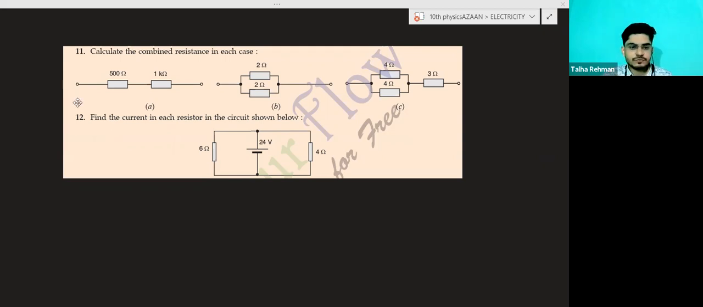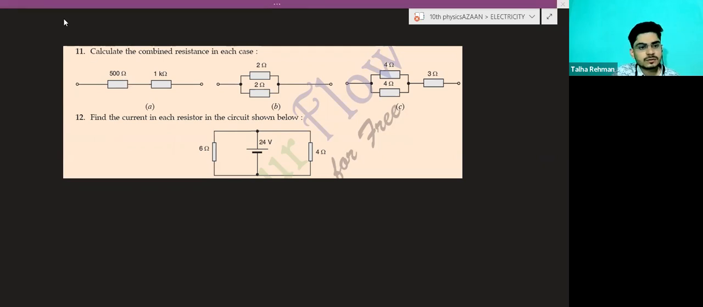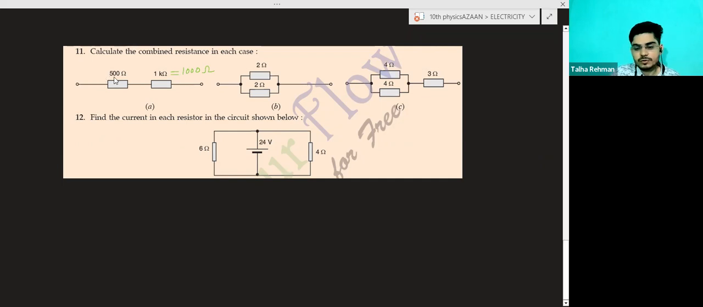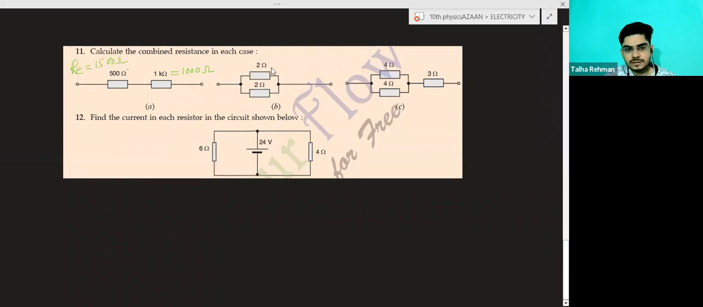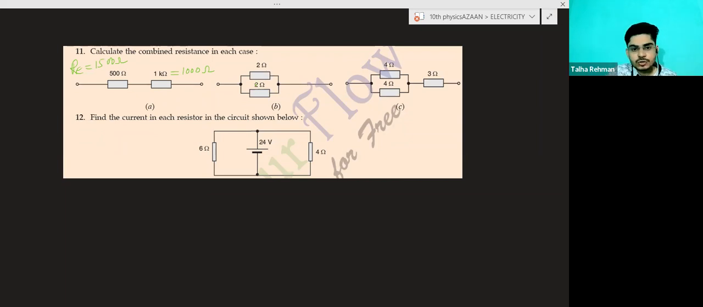Otherwise, you can solve very easily. For example, this is 500 ohm and this is 1 kilo ohm, which means 1000 ohm. When you find the equivalent resistance, you will add 500 plus 1000, which is 1500. So the equivalent resistance of this will be 1500 ohm. Now for this one connected in parallel, you can find the equivalent by multiplication of 2 into 2 divided by 2 plus 2, which is 4 by 4, so it will be 1 ohm.